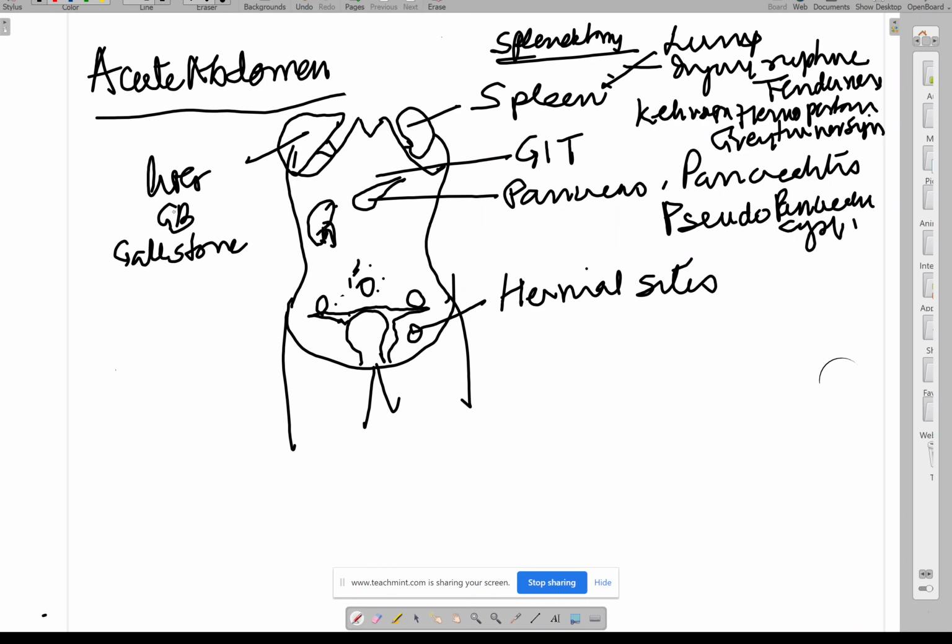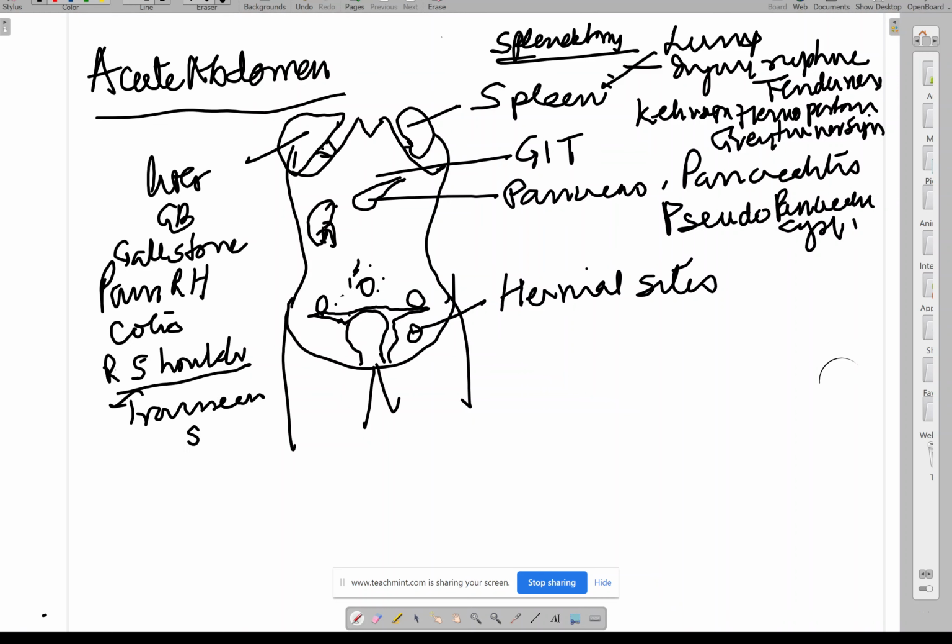Then we look at the liver and the gallbladder. So you have pain in the gallbladder region in the right hypochondrium. It can be a colic. It refers to the right shoulder. When the pain in the right hypochondrium refers to the right shoulder, it is called as sign. You have to look for jaundice. And the treatment is cholecystectomy.